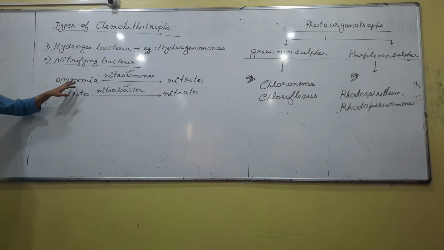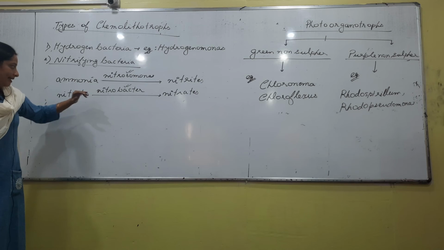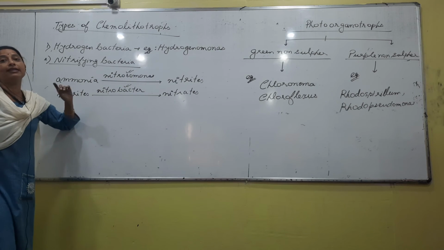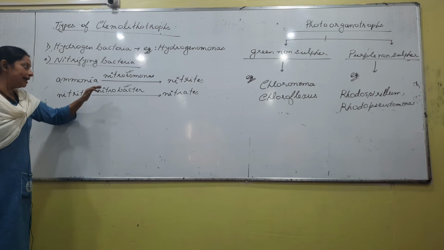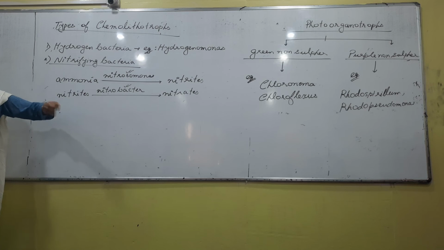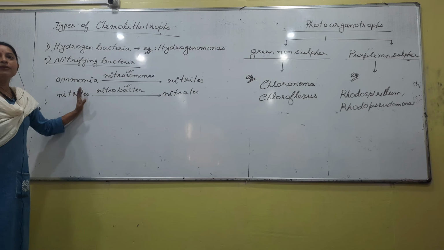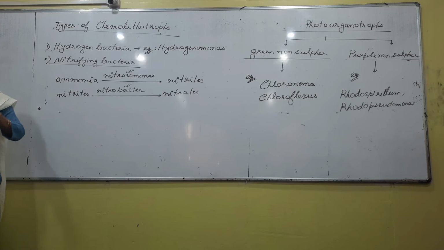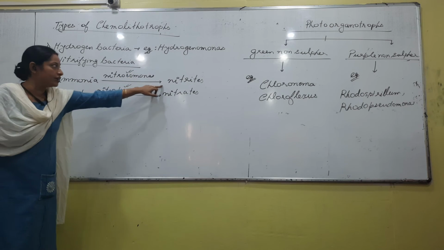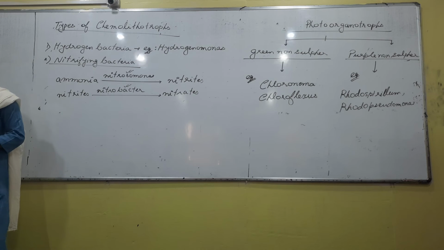Right. So ammonia to nitrites by Nitrosomonas, and nitrites to nitrates by Nitrobacter. This is the most frequently asked question. The question asks about the group of bacteria that helps in the conversion of ammonia to nitrites. You have to choose between the words Nitrosomonas and Nitrobacter, right? Nitrobacter always helps in the conversion of NO2 to NO3, nitrites to nitrates. Who helps in converting ammonia? Nitrosomonas.